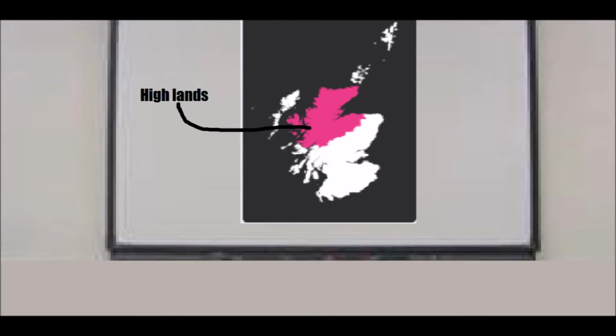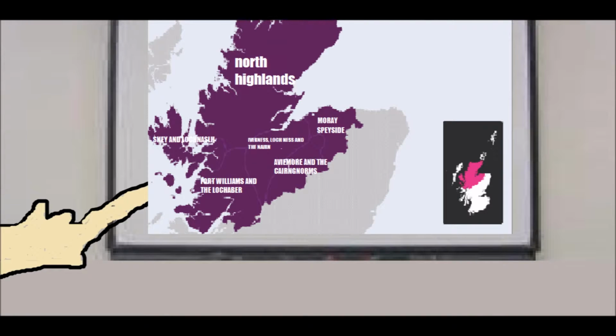This is the Highlands. This is the part of Scotland we will be looking at today. In the Highland region there is the North Highlands, Moray Speyside, Inverness, Loch Ness and Nairn, Aviemore and the Cairngorms, Fort William and Lochaber, and finally Skye and Lochalsh.